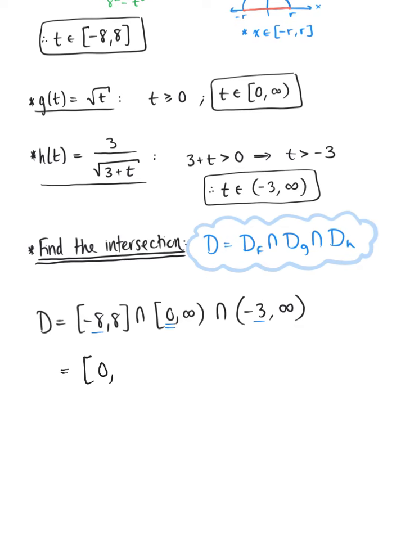And now, what about the upper bound? Well, g and h extend towards infinity. Notice that the domain of f stops at 8. So that's going to be the upper bound of our domain. And this is our beautiful final answer. This is the full domain of our vector-valued function.